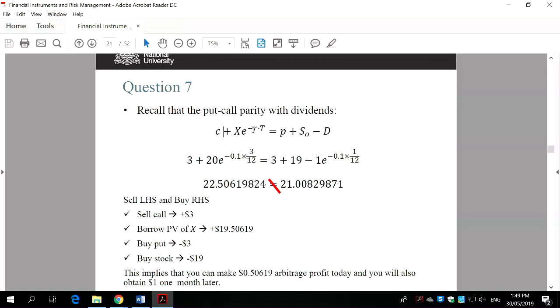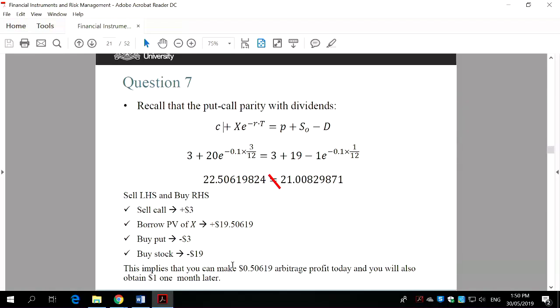And how do you short a zero coupon bond? Shorting the zero coupon bond simply means borrowing the present value of the X. Okay, so the present value of the $20 is 19.5. So we're going to borrow this much today. And then we're going to take a long position in the right-hand side. Okay, so long position simply means we're going to buy the put. We spend $3 to buy the puts, and then we buy the underlying stock at $19.